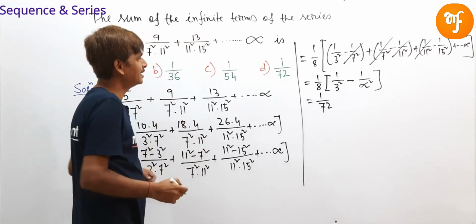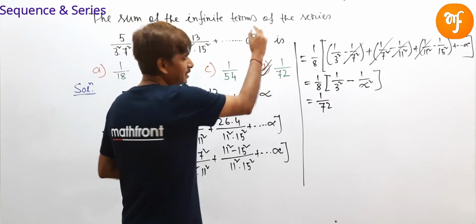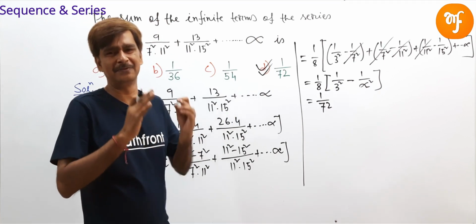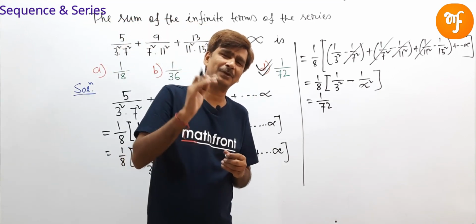So our answer is 1 by 72. Very easy. So the option is option D. So option D is correct. I think it is very clear to you. So come to the next question.